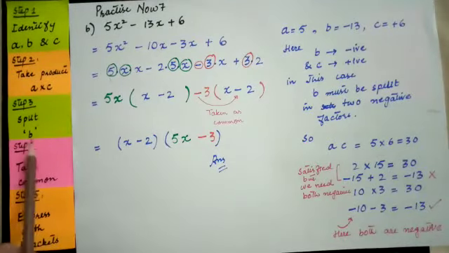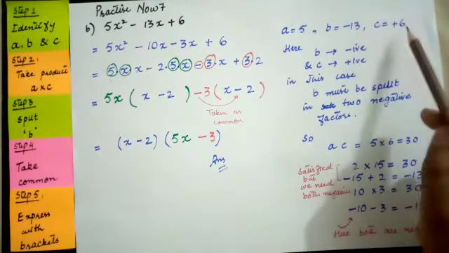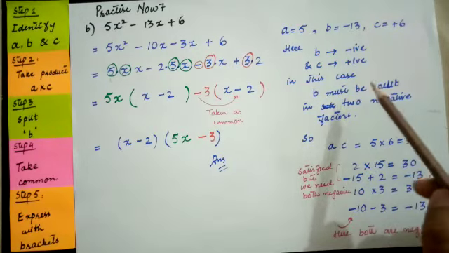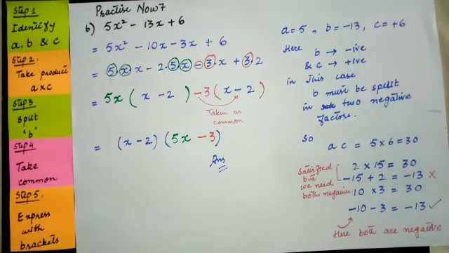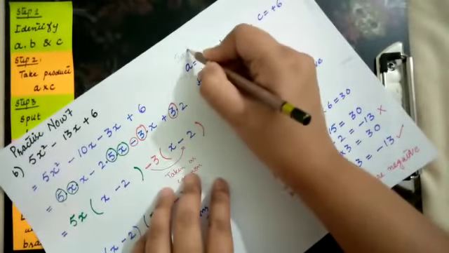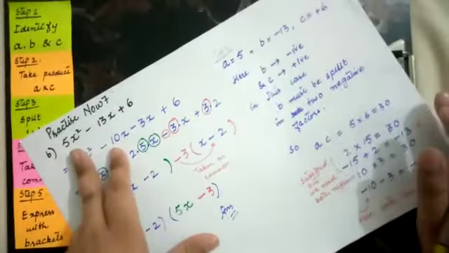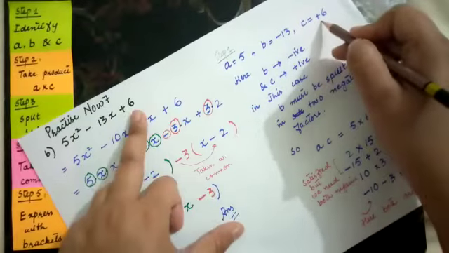Step 3 is you have to split b. You take the product, then you take the factors of this product, and on the basis of those factors you split this b, minus 13, into two numbers. After that, step 4 is you take the common, and step 5 is you express them in the form of brackets. Okay? So step 1 is you have to identify a, b and c. From the given question, a will be 5, b will be minus 13 and c is 6.